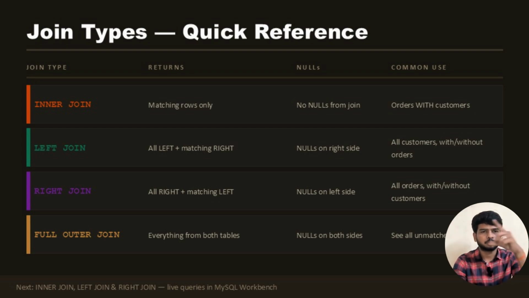Okay, all of this is done. Inner join: matching rows only, no null values included, precisely. Left join: all left plus matching rights, nulls are there only on the right side. Right join: all right plus matching left, nulls on the left side. Full outer: everything from both, nulls on both sides. That's it.